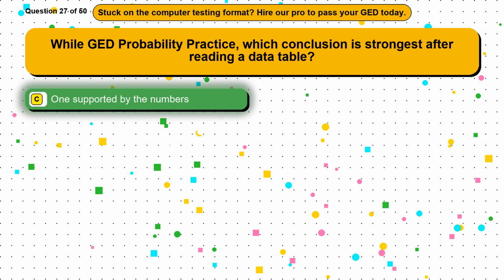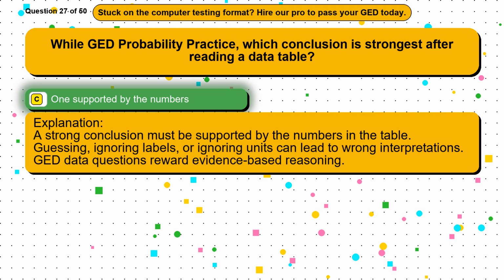The correct answer is option C. 1 supported by the numbers. A strong conclusion must be supported by the numbers in the table. Guessing, ignoring labels, or ignoring units can lead to wrong interpretations. GED data questions reward evidence-based reasoning.